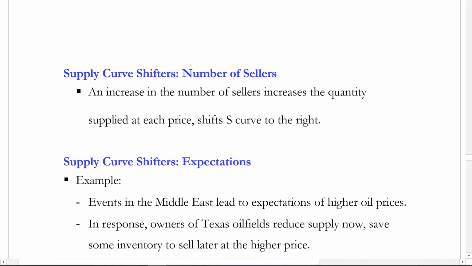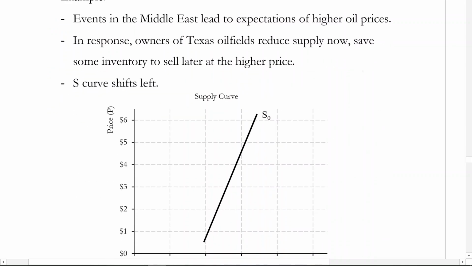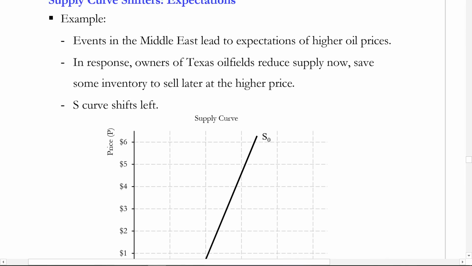Next one is the number of sellers. Just generally speaking, if you have more businesses selling things, the supply increases. So if you've got 5 coffee shops in town and then 3 more open up, the supply of coffee has gone up. So you shift the supply curve to the right. And finally, expectations. Let's take an example here. Suppose that some events in the Middle East lead to expectations of higher oil prices. How do those expectations about the oil prices affect the demand for oil now? Or not the demand, the supply for oil now.